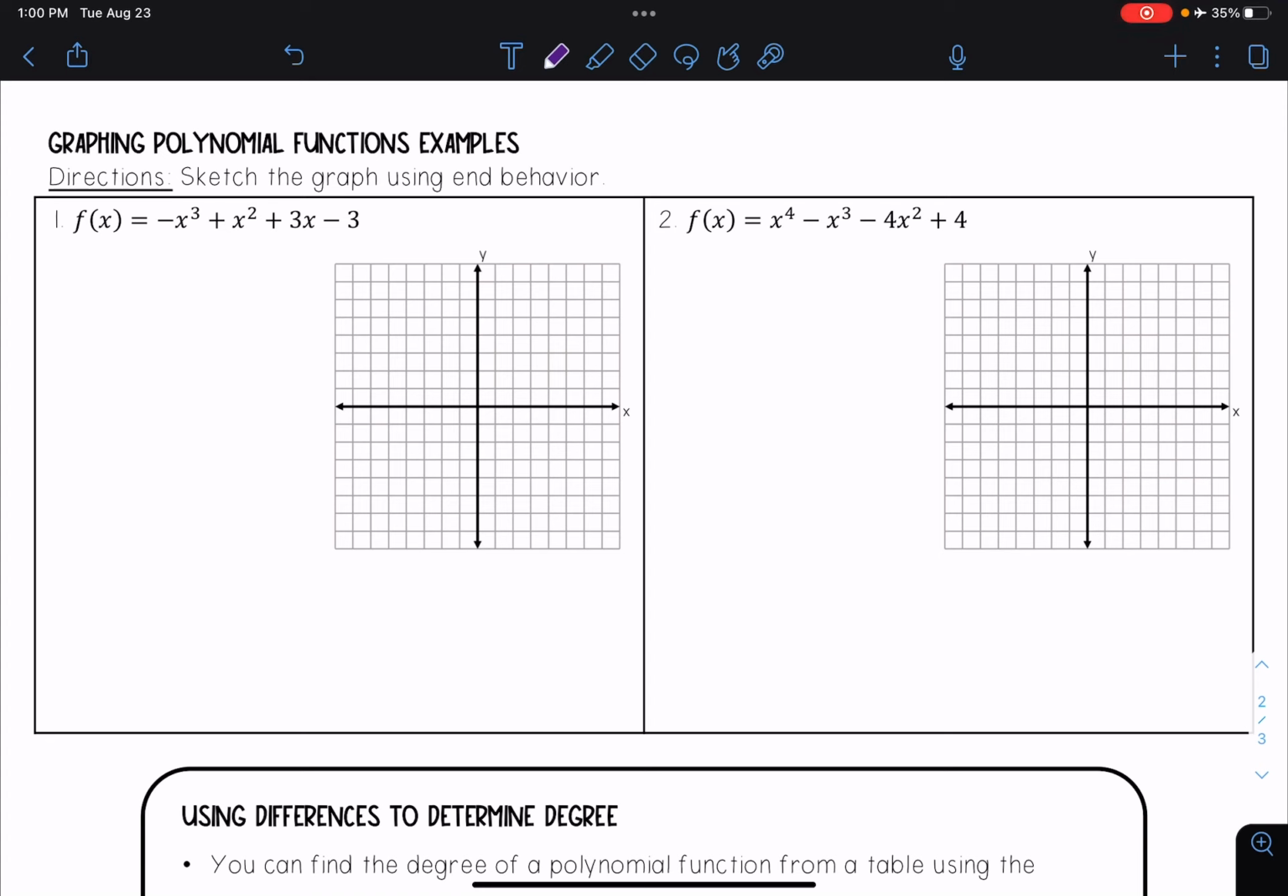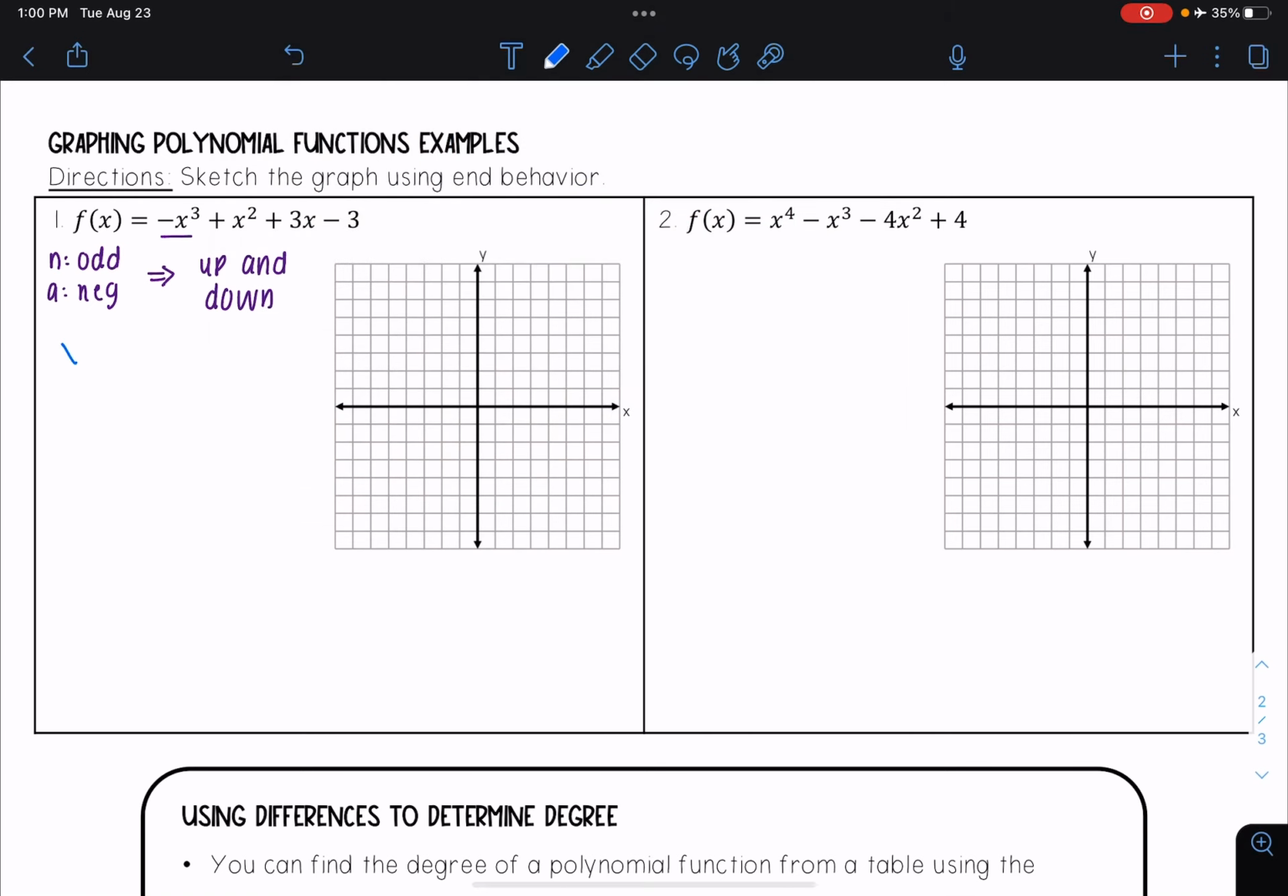Because sometimes with these polynomial functions, it can get a little complicated because of the amount of turning points that happen. So here my leading term is negative x cubed. I see that my degree here is odd, and my a, the number in front, is negative. And so that tells me that my end behavior is going to be up and down. And so now I need to plot some points.